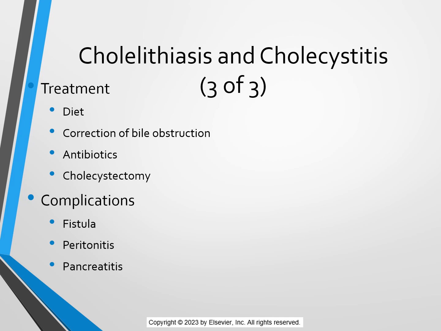Endoscopic retrograde cholangiopancreatography, or an ERCP, can be performed to remove these stones obstructing the common bile duct. This procedure will combine endoscopy with fluoroscopy to visualize and treat obstructions. Antibiotics are usually only given if peritonitis is present or as surgical prophylaxis.